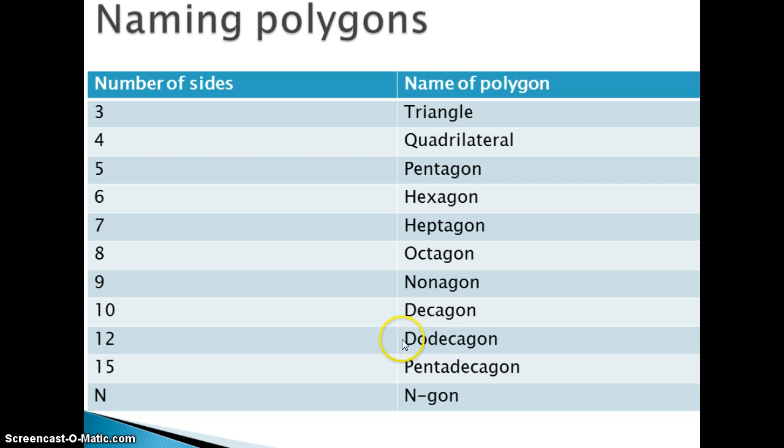12 is dodecagon. If you think about decagon being 10, and to that we're going to add 2, so it's a dodecagon. And same thing with 15, pentadecagon, because you have a 10-sided shape, and you're adding 5. Anything else that we don't have a specific name for, we're just going to call an n-gon, n being the number of sides. So let's say it's a 27-sided shape. We're going to call that a 27-gon.